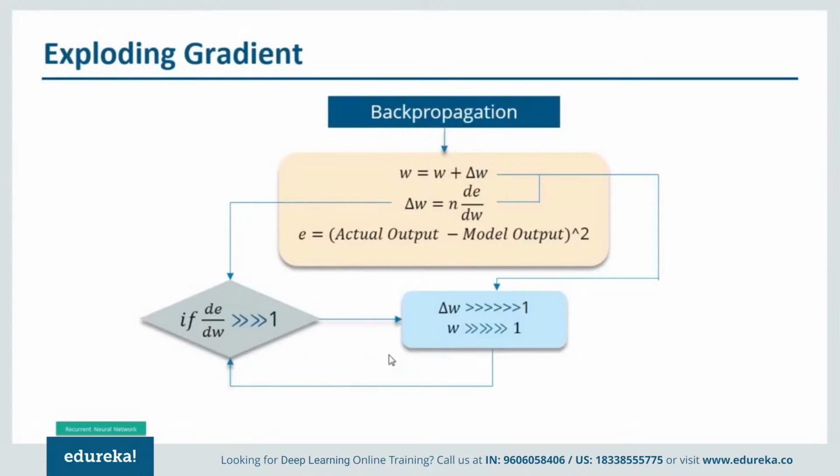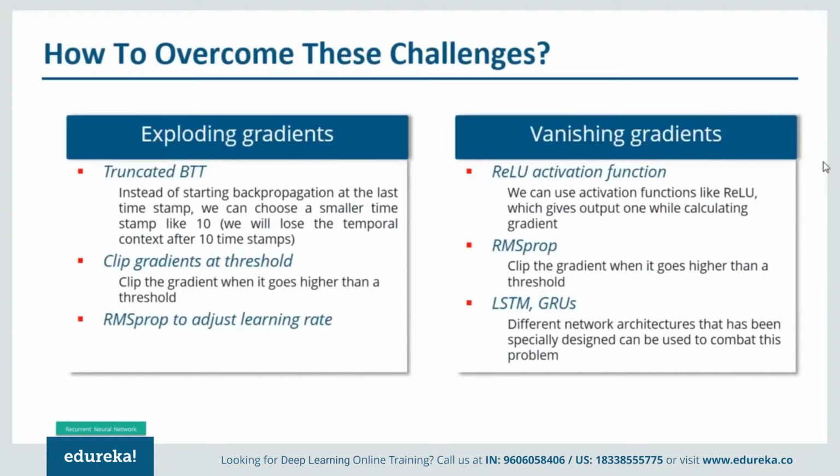Now let us see how to solve these problems. Exploding gradients can be solved with the help of truncated BPTT, backpropagation through time. Instead of starting backpropagation at the last timestamp, we can choose a smaller timestamp like 10. Or we can clip the gradients at a threshold. So there can be a threshold value where we can clip the gradients. And we can adjust the learning rate as well.